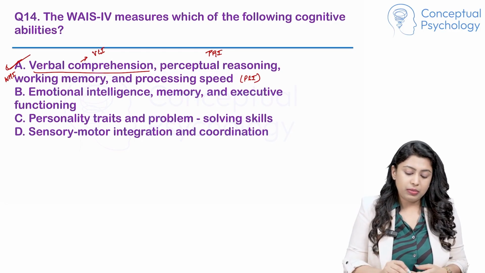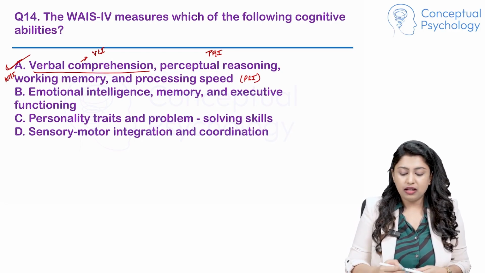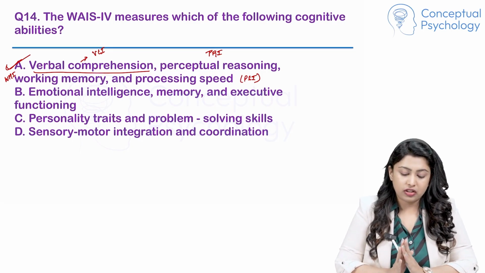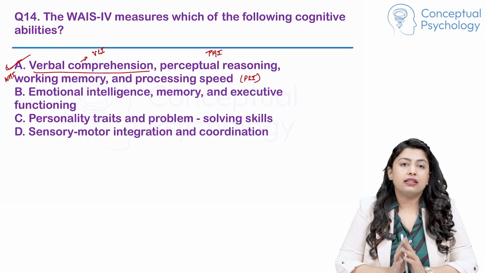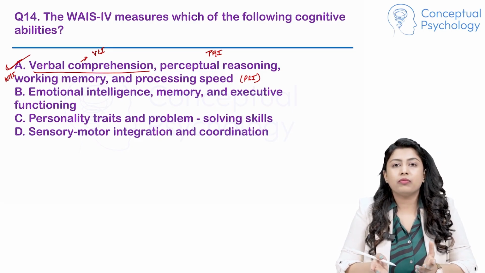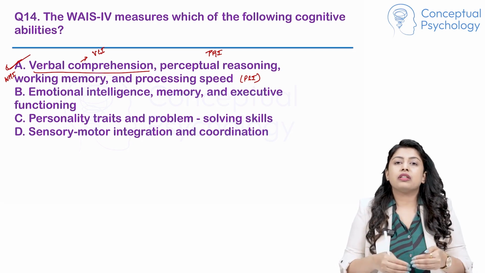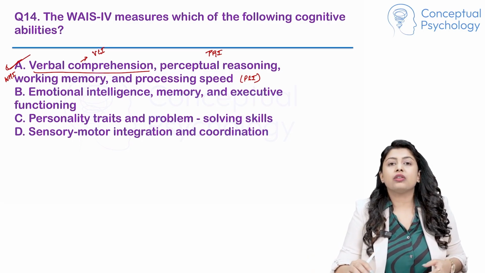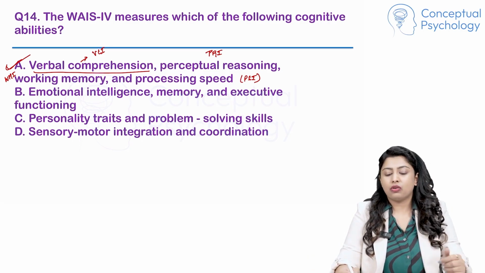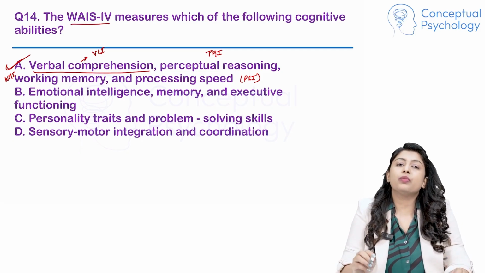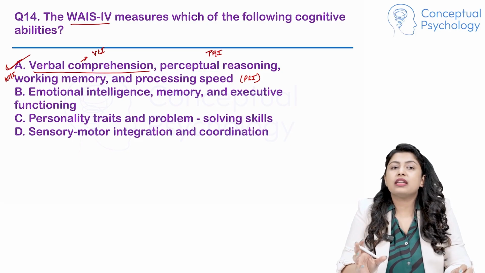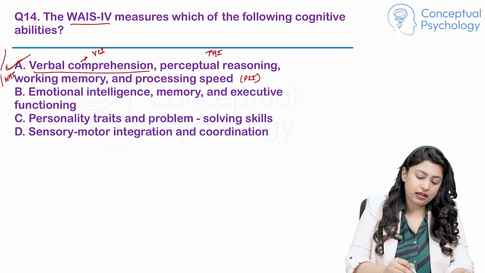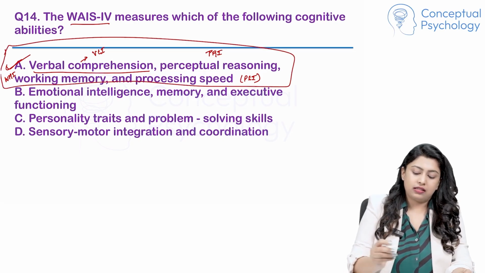All right. So B, emotional intelligence, memory and executive functioning, are not the specific domains measured by the Wechsler Adult Intelligence Scale. Personality traits and problem solving skills are not measured because it focuses on cognitive abilities, not personality. Sensory motor integration and coordination are not the primary focus of WAIS-4. So the WAIS-4 provides a comprehensive assessment of adult intelligence through four key cognitive domains, which we just mentioned. Hence, A is the correct answer.